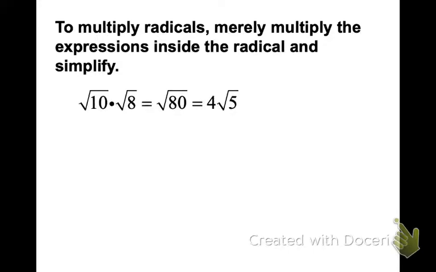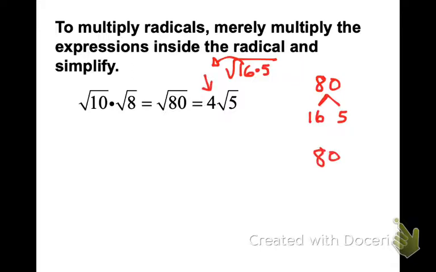For multiplication, we're going to multiply what's inside, or underneath, the radical, and then we're going to simplify it. So for this one, of course, 10 times 8 is 80, and then we take the 80, and you might start off with 16 times 5, so then we know that the square root of 16 is 4.